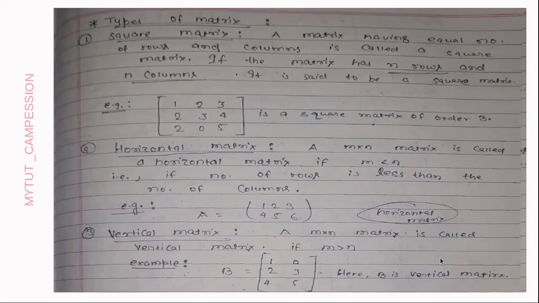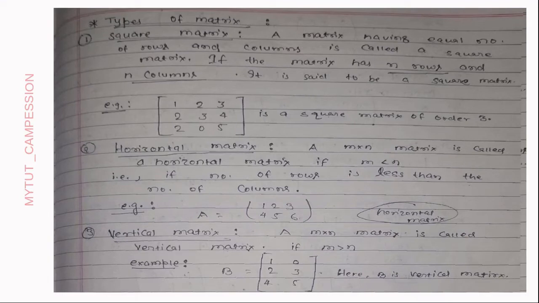Now we will see the types of matrix. There are various types of matrix. I will teach you almost 11 types of matrix, but 11 is not the main count, I will teach you some extra. There are only 9 main types of matrix. First I will teach you the square matrix. A matrix having an equal number of rows and columns is called a square matrix.